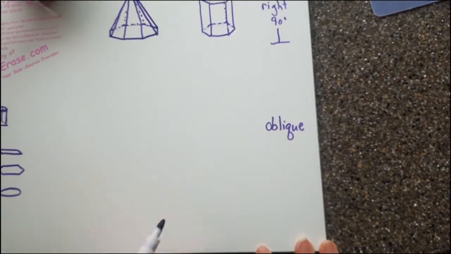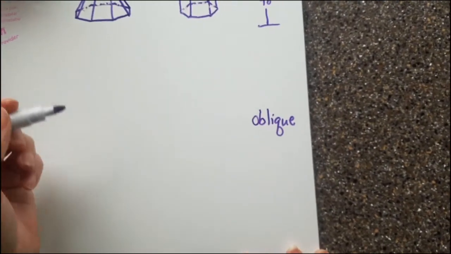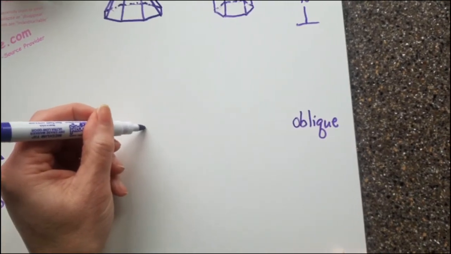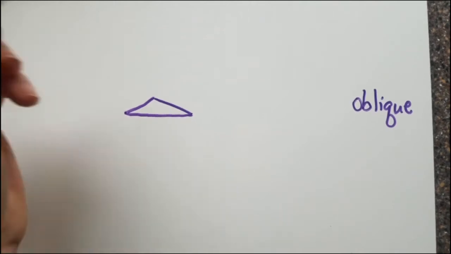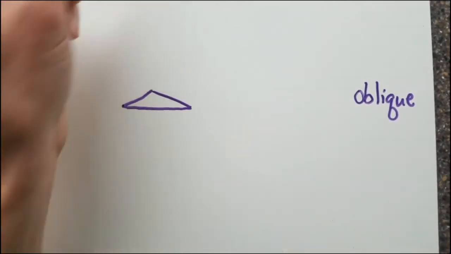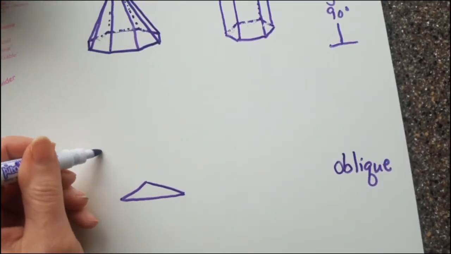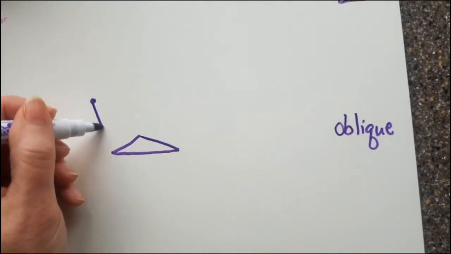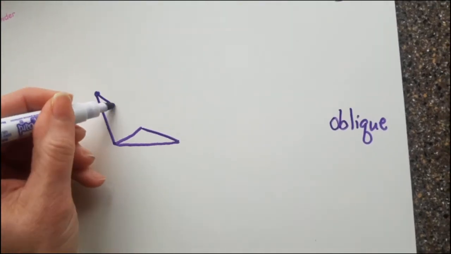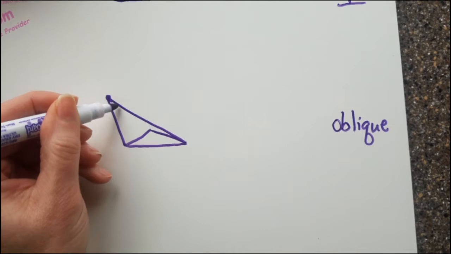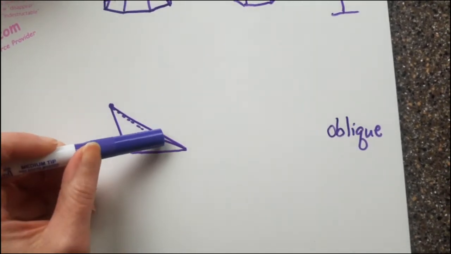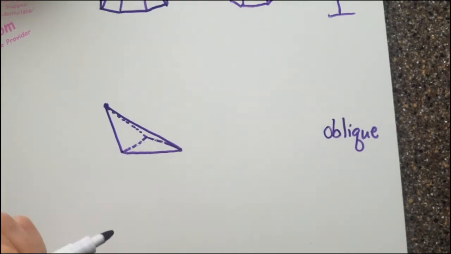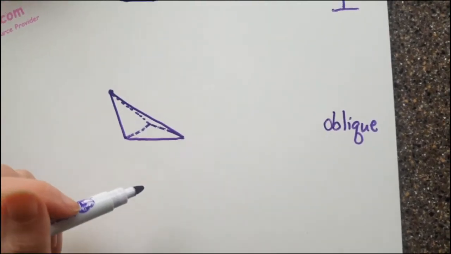Okay, so if I wanted to change this and make oblique shapes, let's try a triangular pyramid. So we start with a squishy triangle, and then you put your dot, instead of putting it straight up from the base here, we put it over to the side somewhere. Okay, and then you can connect up that dot to your vertices. And again, you can dot those back lines there. Okay, so that's oblique.